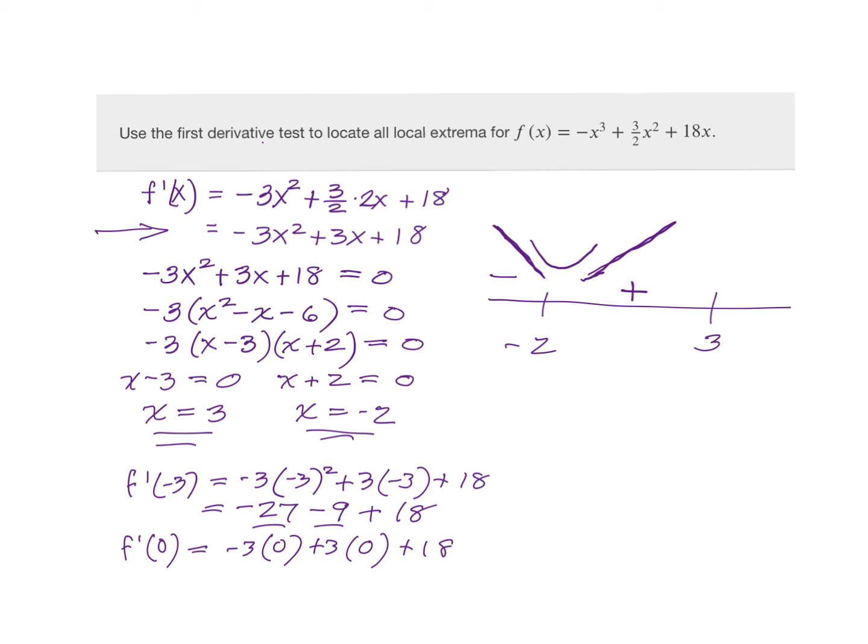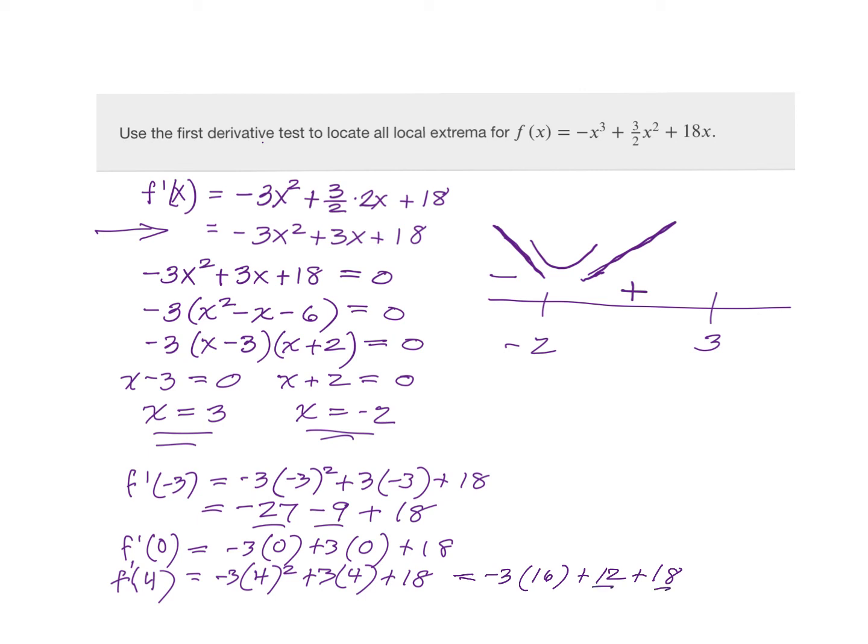Now I'm going to check on the other side of 3. Any number would work. We could use 150 if we wanted, but I'm just going to pick 4 because any number on the right side of 3 works. And if I plug 4 in there, I'm going to get negative 3 times 4 squared plus 3 times 4 plus 18. And this is going to give me negative 3 times 16 plus 12 plus 18. And so 12 plus 18 is 30.